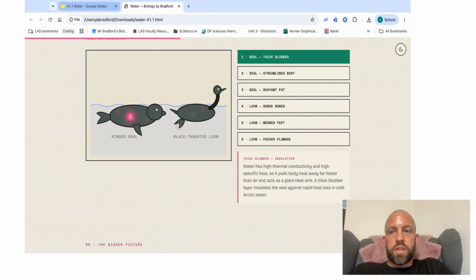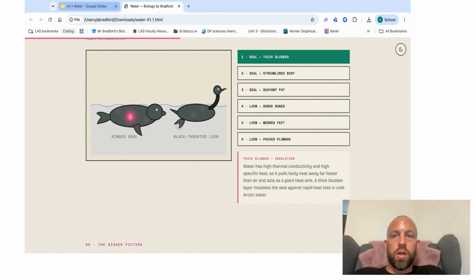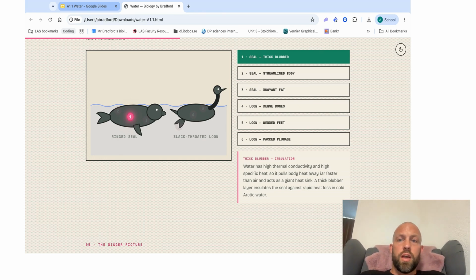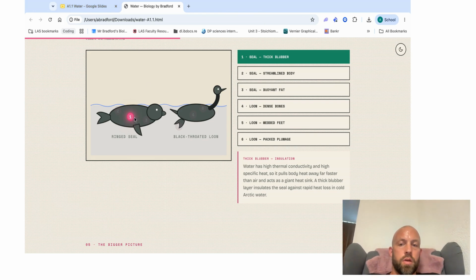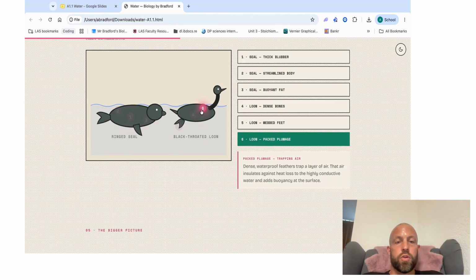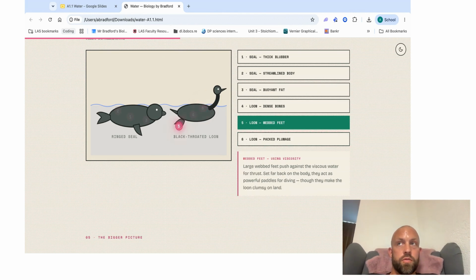So, if you've ever been swimming when the water's slightly cooler, like 20 degrees even, which sounds relatively warm, after a while you're going to start feeling really cold because it's able to take a lot of the heat out of you. And blubber helps them stay insulated and stay warm. And also in a black-throated loon, they've got a packed plumage, so lots of air being trapped, like wearing a jumper.